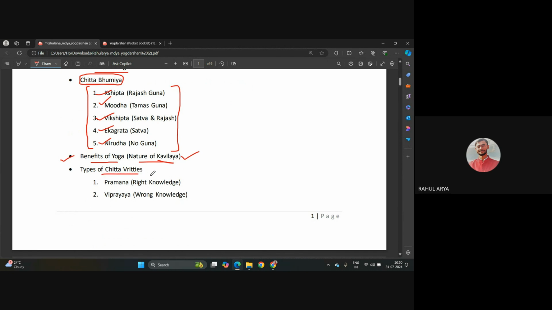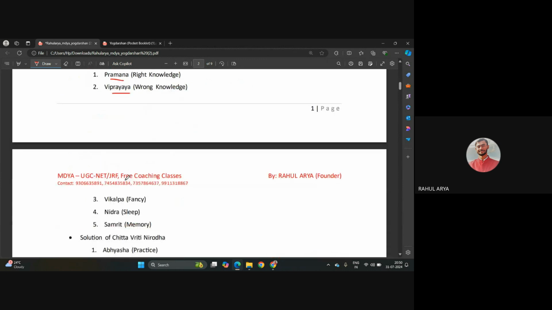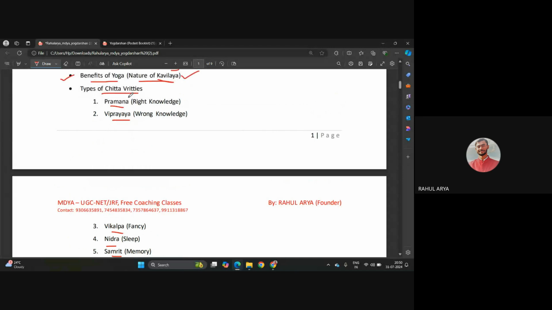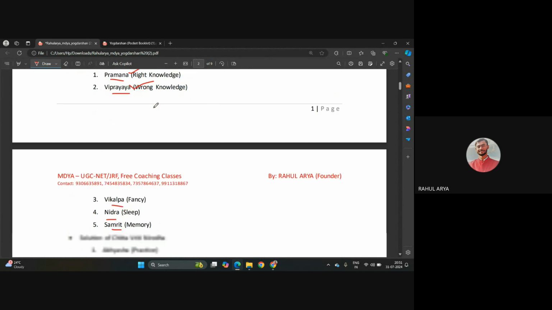Types of the Chitta Vrittis: Pramana, Viparyaya, Vikalpa, Nidra, Smriti. These are the 5 types of Vrittis which we have. Actually, we have infinite Vrittis, but these infinite Vrittis are categorized into 5 kinds. Pramana also has infinite kinds of Vrittis. Viparyaya also has infinite kinds of Vrittis. We cannot fix it in a limit that pramana has only one, only two, only three, only five. No, actually they are all infinite.